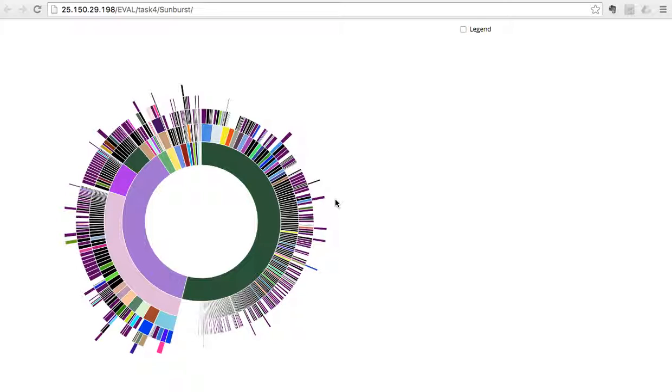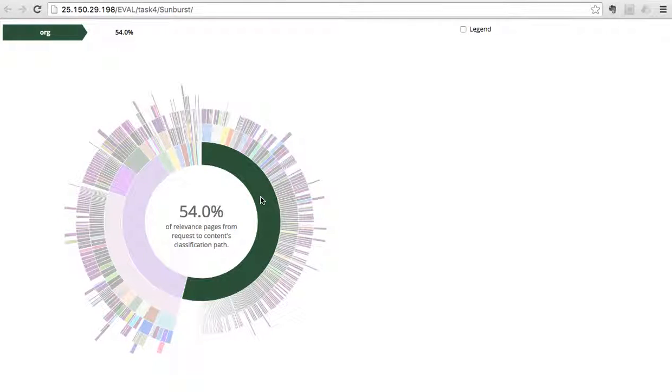You can see in this sunburst figure, we can have different levels of paths, and we can see their relevance score as a percentage. Especially for organization, there is a very large portion of the relevance, so we can see that yes, the crawler did find the most relevant pages.